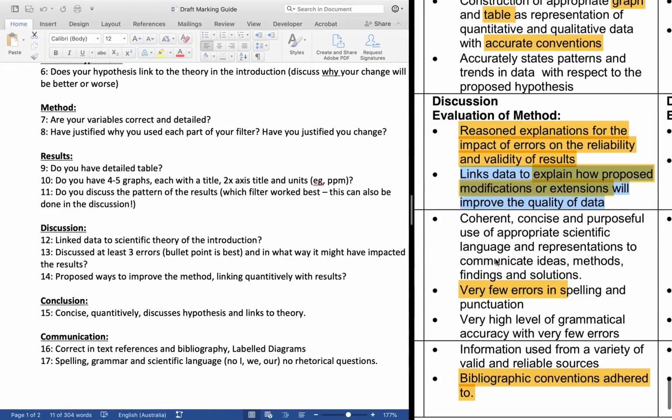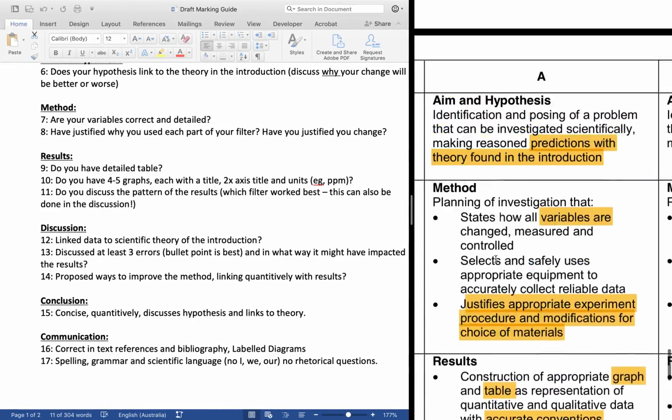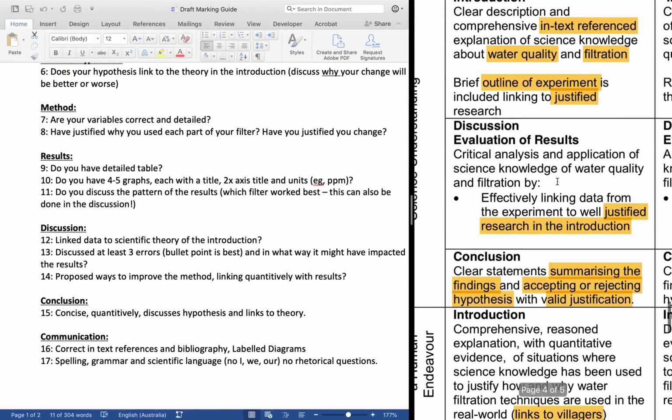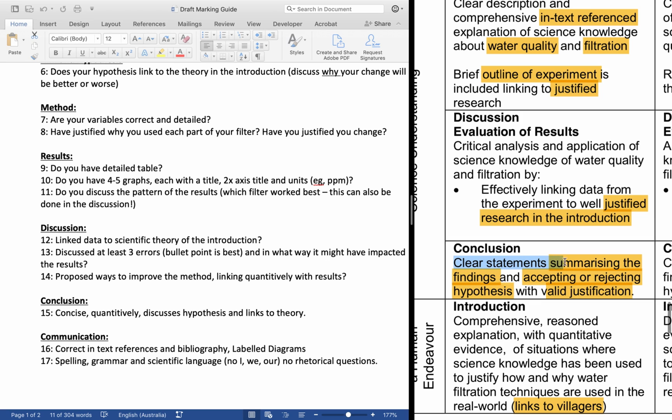What am I marking on with the conclusion? Actually, this section up here. It says, clear statements summarizing the findings and accepting or rejecting the hypothesis with valid justification. So I was clear, I rejected the hypothesis, and I justified it with numbers, with data.